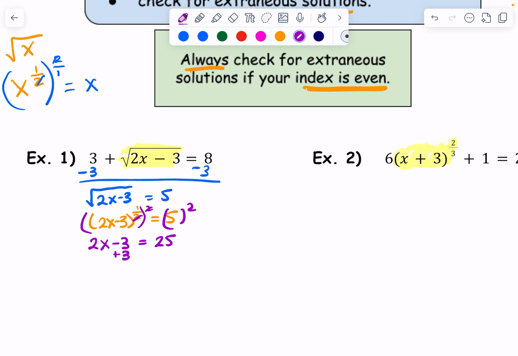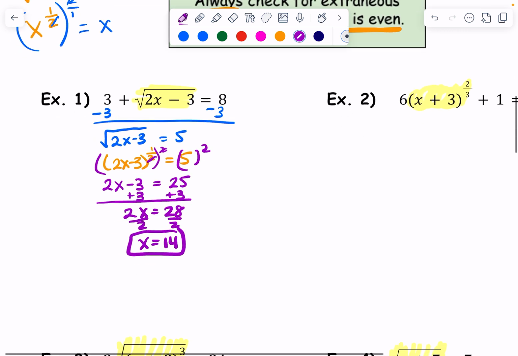When I add 3 to both sides, I get 2x is equal to 28, and dividing by 2 will leave me with x is equal to 14. Now, this is my solution, but I need to see if it's extraneous, so I need to see if it will mess up my statement. Because my index is even here, I'm going to check this.